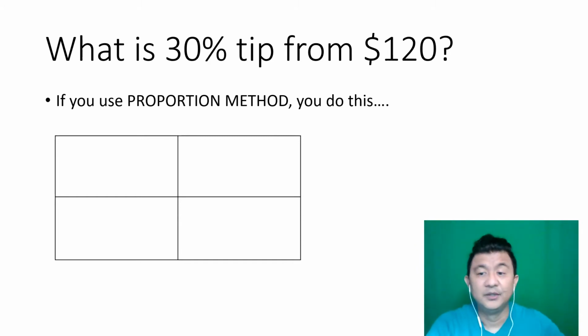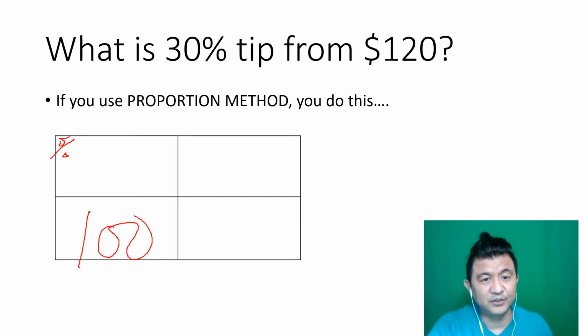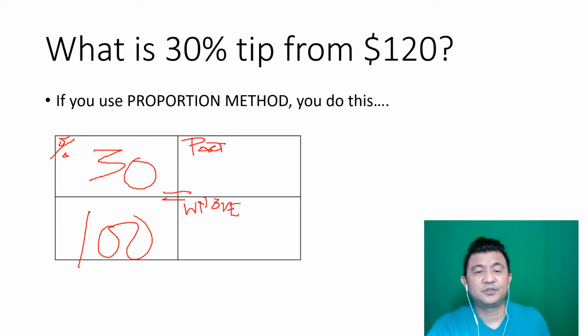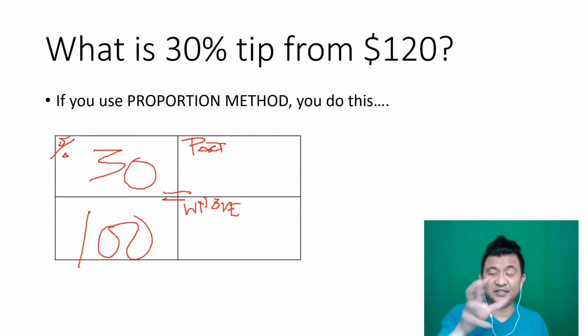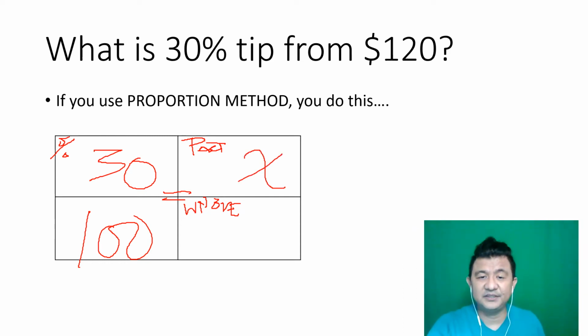Okay, so let's use the proportion method. In using a proportion, we know that this is the percent over 100, so that's 30%. We equate that to a part over the whole. And 30%, I want to get something, so that's the x, right? We don't know what part that is, and where will we get it from? The whole of 120. Okay?